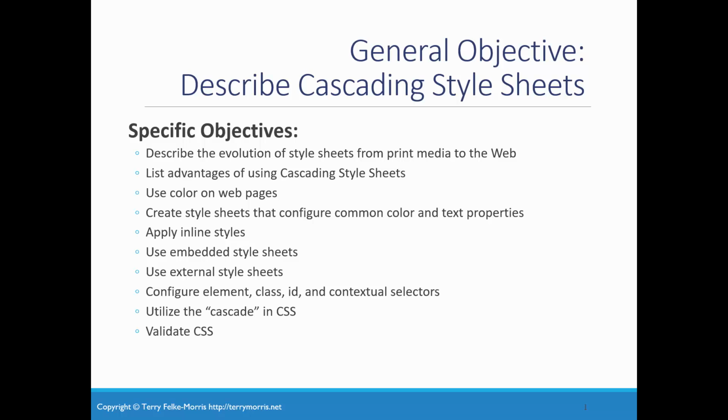Describe the evolution of style sheets from print media to the web. List advantages of using cascading style sheets. Use color on web pages. Create style sheets that configure common color and text properties. Apply inline styles. Apply embedded styles. Use external style sheets. Configure element class, ID, and contextual selectors. Utilize the cascade in CSS. And finally, validate CSS.